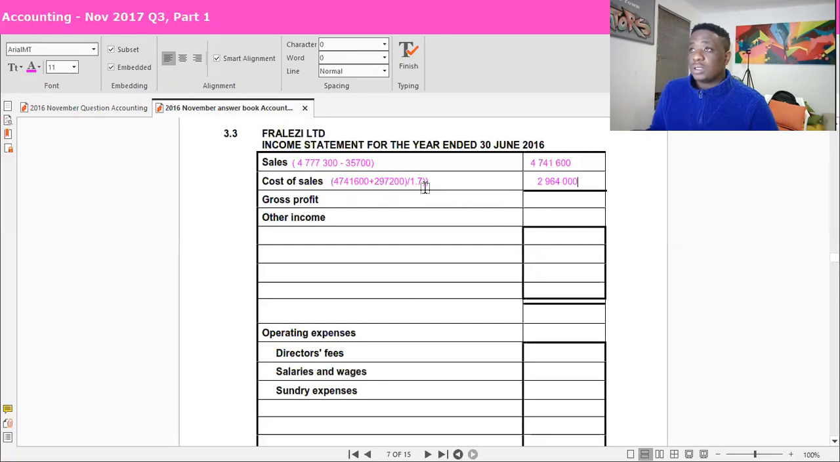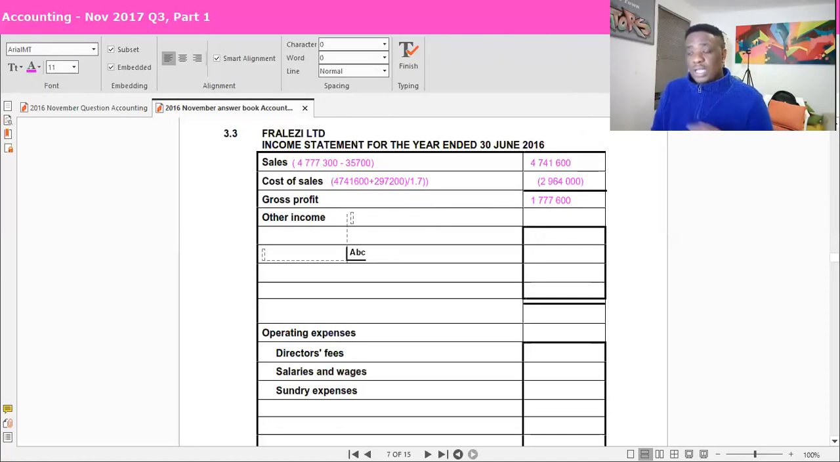We also need to make sure that there are brackets here to show that we're subtracting. If you say 4,741,600 minus 2,964,000, you will get a gross profit of 1,777,600. So that would be the gross profit, and then we move on to other incomes.